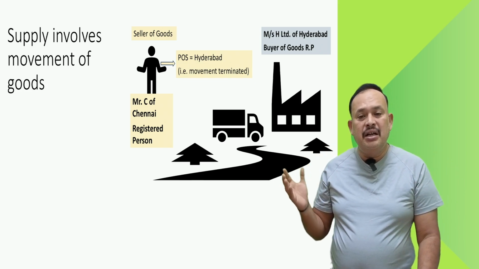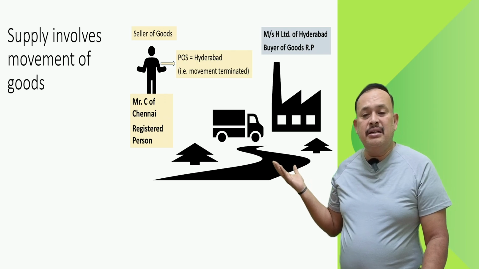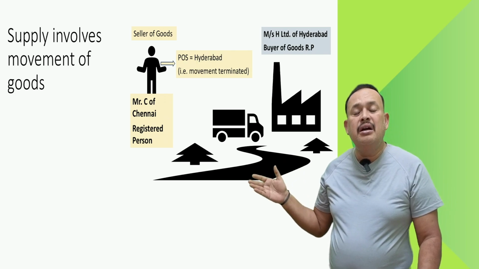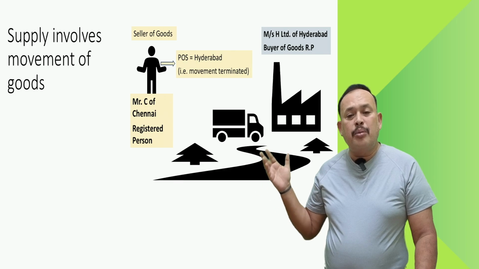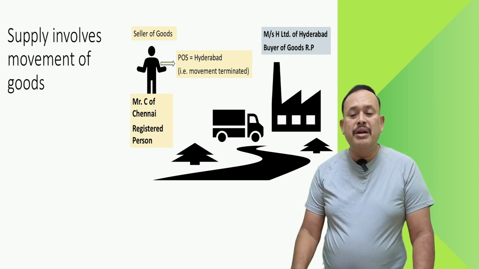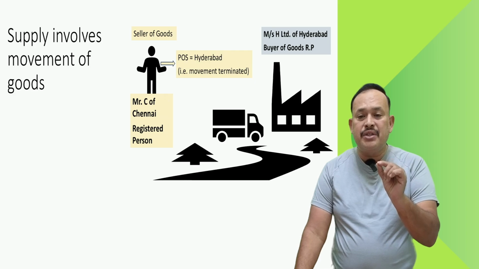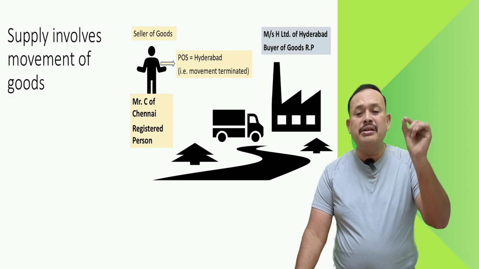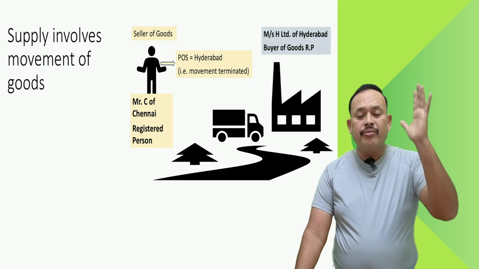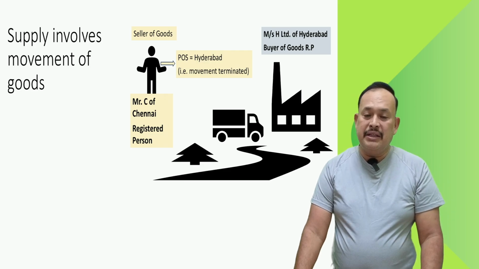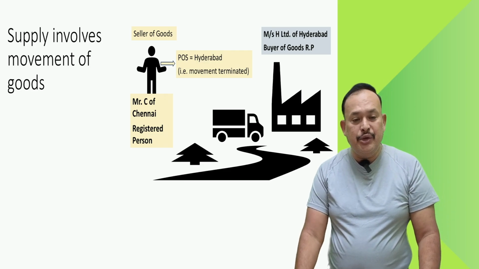Having this, I presented Section 10, subsection 1, clause A. Supply involves movement of the goods. Place of supply goes where the movement terminated. Further, my dear friends, referring to here, furthermore points.